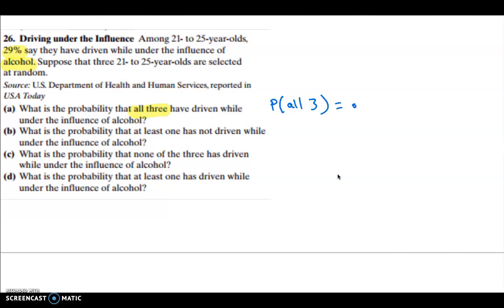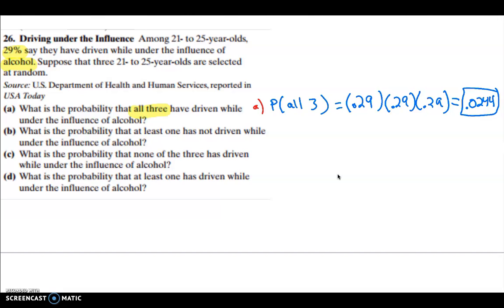Well, the probability for each of them is 29%, so this would be 0.29 times 0.29 times 0.29, or 0.29 to the third power, which is 0.0244. So if you randomly select 3 people in that age group, there's a 2.44% chance, or 0.0244 probability, that all 3 that you select have driven under the influence of alcohol at some point.